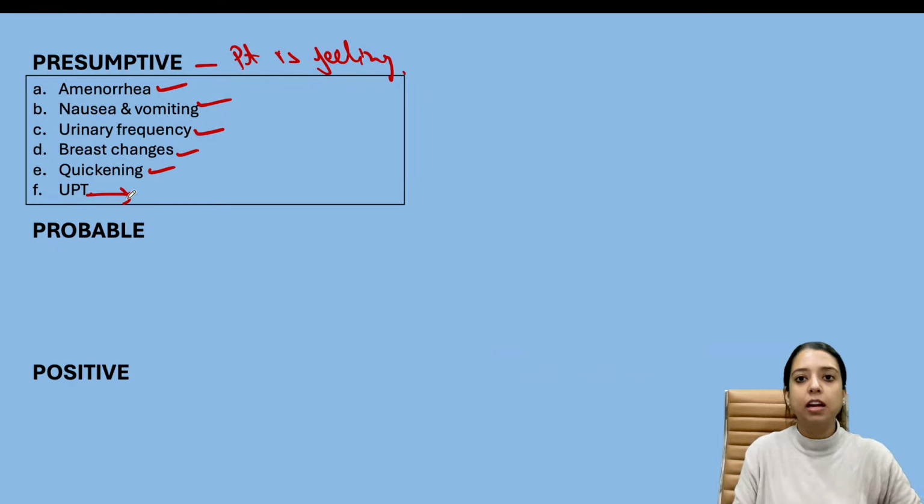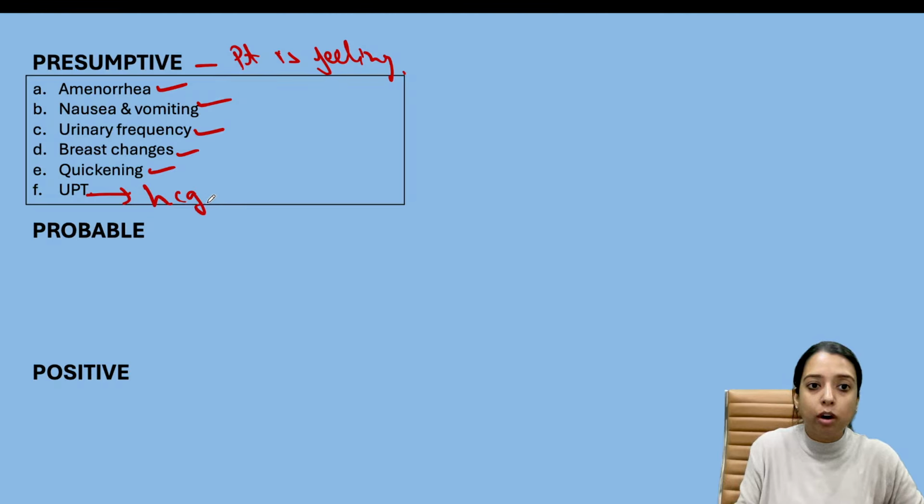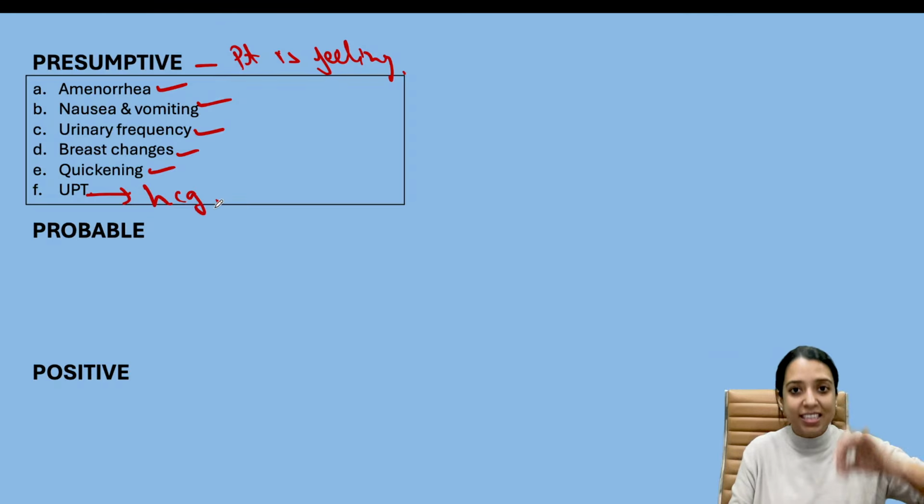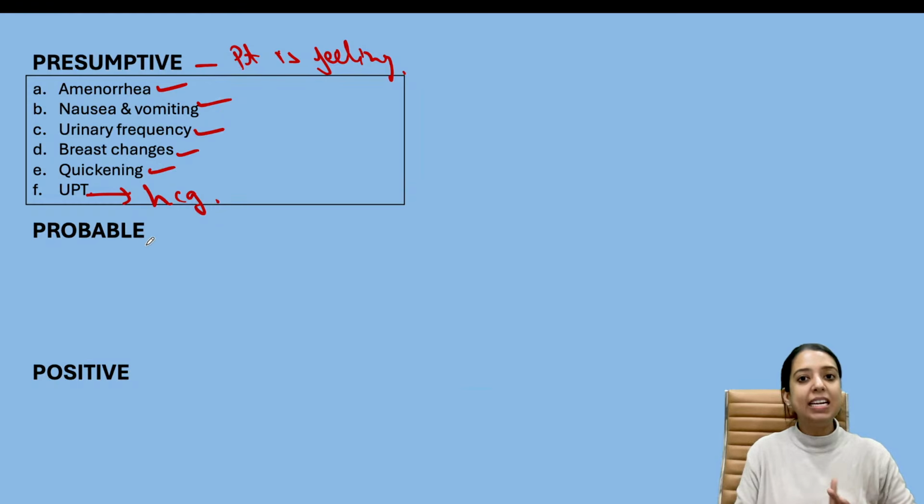A urine pregnancy test is done by the patient. Which hormone is tested? HCG is tested. When you do that kit test, the hormone tested is HCG. So everything which is felt and done by the patient is presumptive. Probable means there is a probability she is pregnant.